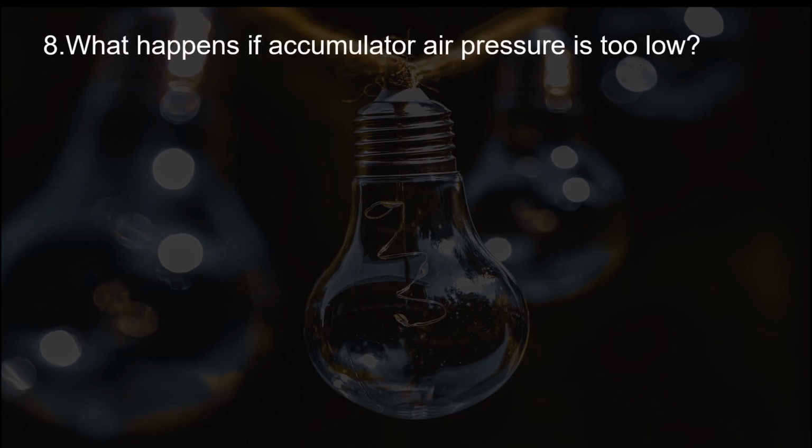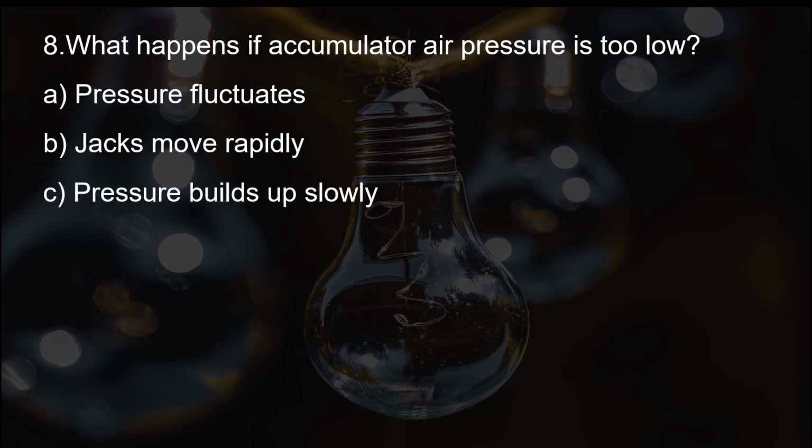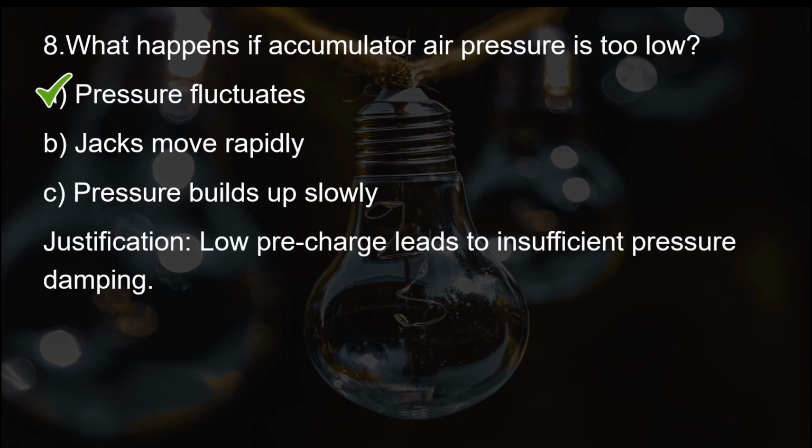Question 8. What happens if accumulator air pressure is too low? A. Pressure fluctuates. B. Jacks move rapidly. C. Pressure builds up slowly. Justification: low precharge leads to insufficient pressure damping.